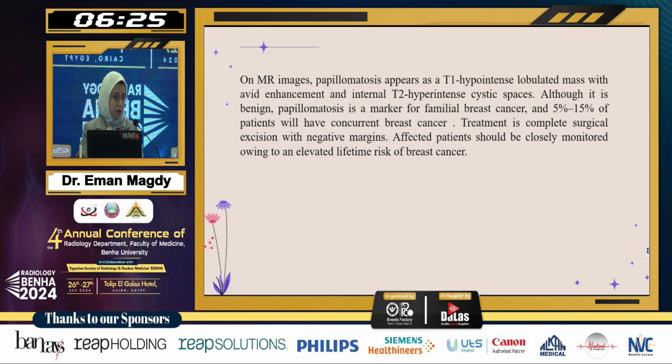On MRI, papillomatosis appears as a T1 hypointense lobulated mass with avid enhancement and internal T2 hyperintense cystic spaces. Although it is benign, papillomatosis is a marker for familial breast cancer, and 5 to 15% of patients will have concurrent breast cancer. Treatment is complete surgical excision with negative margin. Affected patients should be closely monitored owing to an elevated lifetime risk of breast cancer.